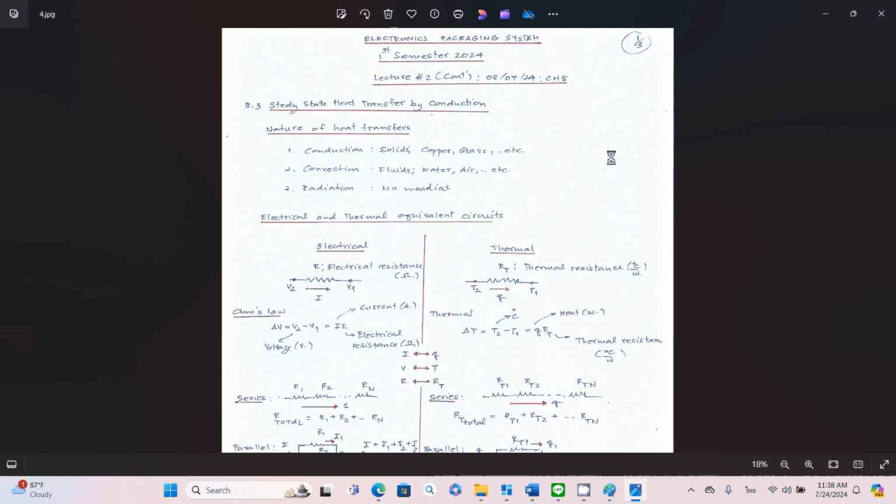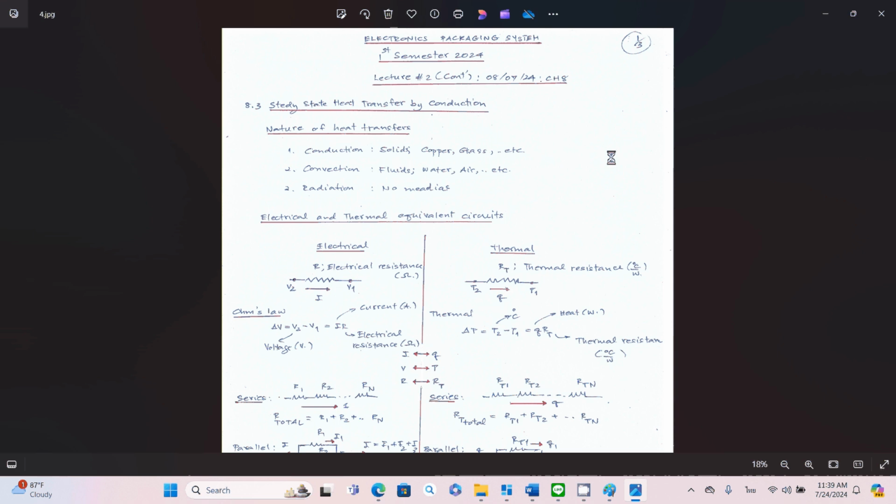Now we will move to the thermal analysis, in terms of how you want to transfer heat from the inner system to the outer system, because as you know, the failure rate depends strongly on your junction temperature. Let's start with the steady state heat transfer by conduction.